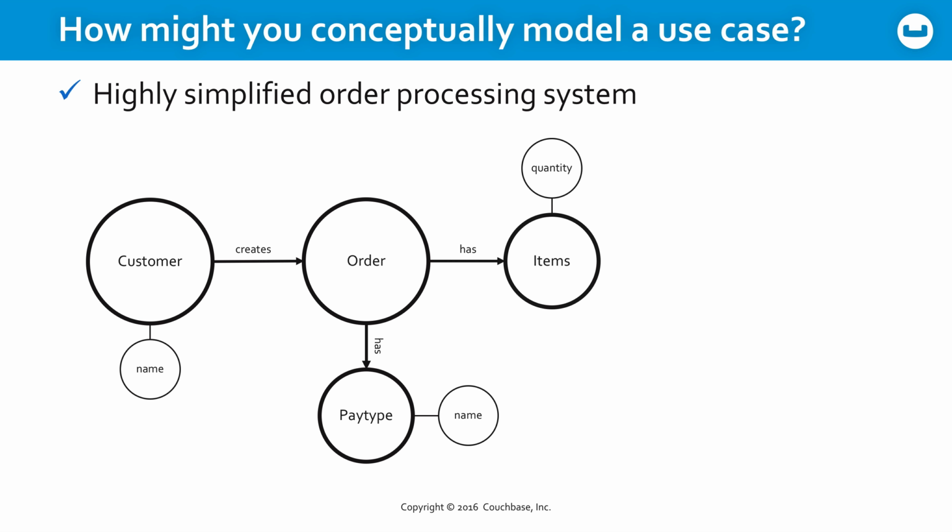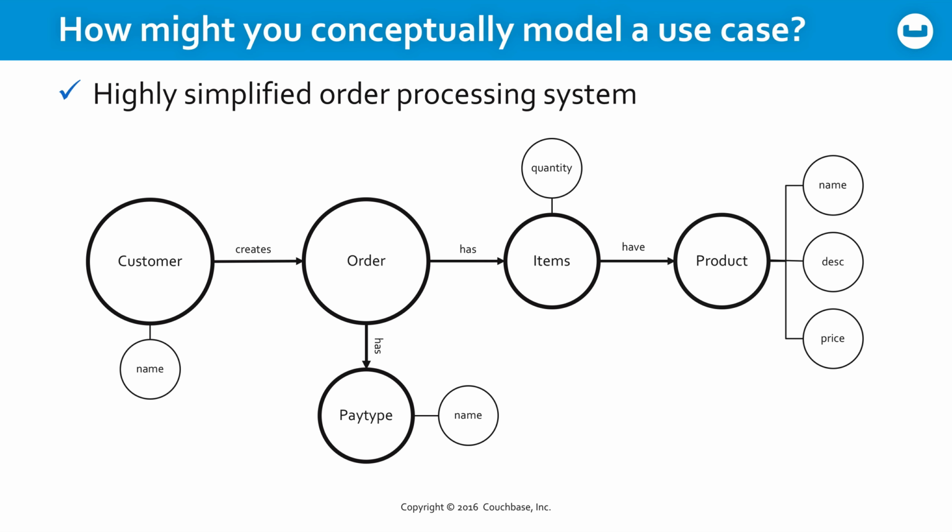But the items themselves are going to need to have a quantity so that when each item is related to the product that's going to be purchased, you know how many you want of that product within the order. The underlying products themselves would have attributes describing what they are: name, description, price, warranty, etc., etc.